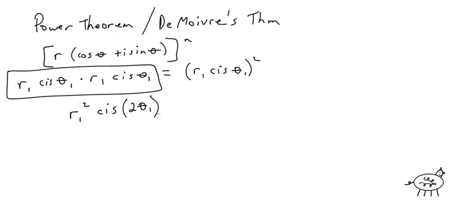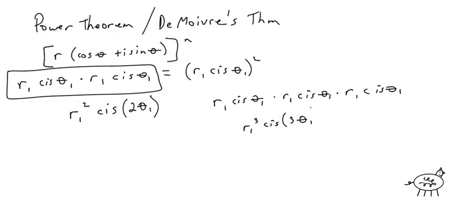That's it squared. Let's do it cubed, which would be R1 cis theta 1 times R1 cis theta 1 times R1 cis theta 1. So what's that going to be? That's going to be R1 cubed cis, and there are three of those, theta 1 plus theta 1 plus theta 1, so it's 3 theta 1.